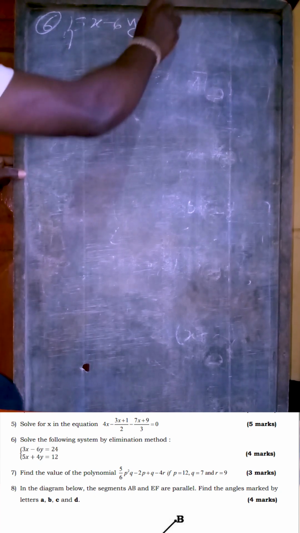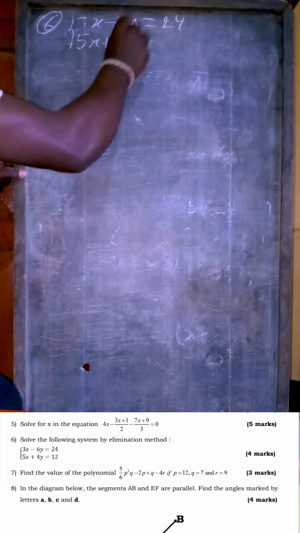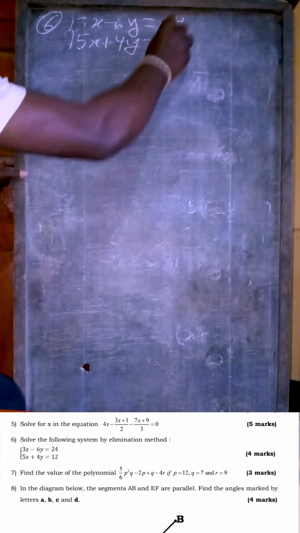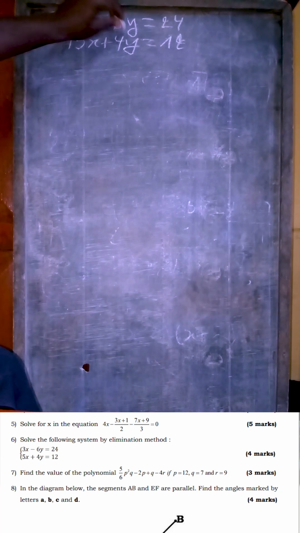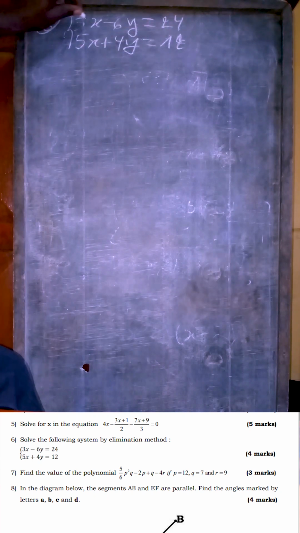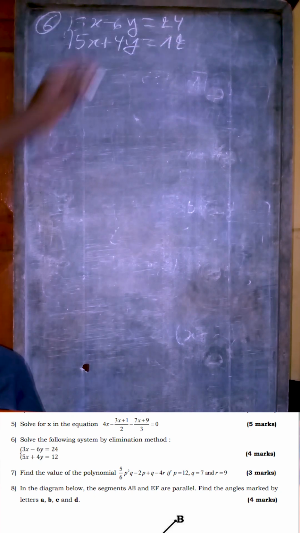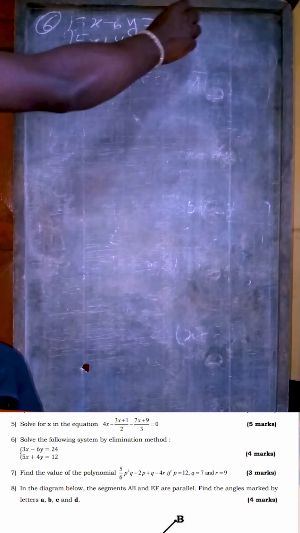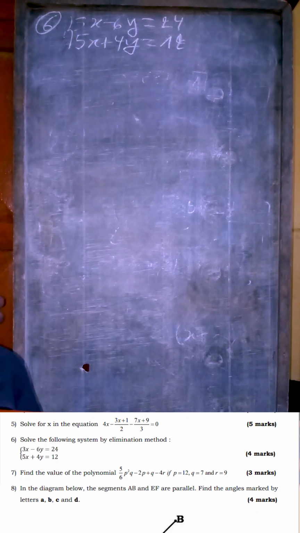Y equals 24 and 5x plus 4y equals 12. We are going to use the elimination method. Because all terms are arranged together, where we have x's, y's, and the numbers without variables in the same arrangement, we can simply multiply values here and another value here so as to remove some elements.